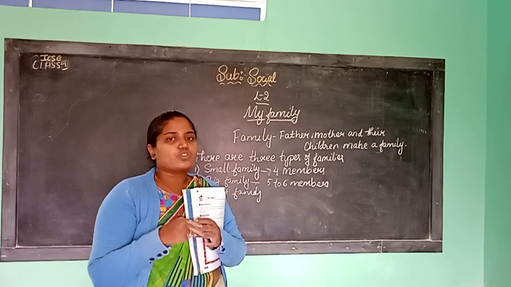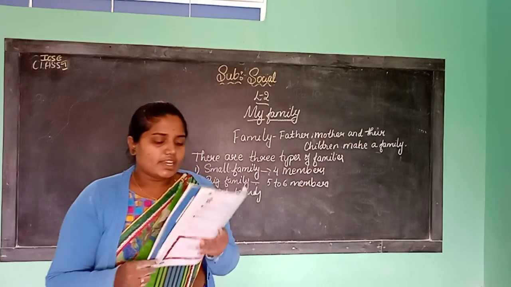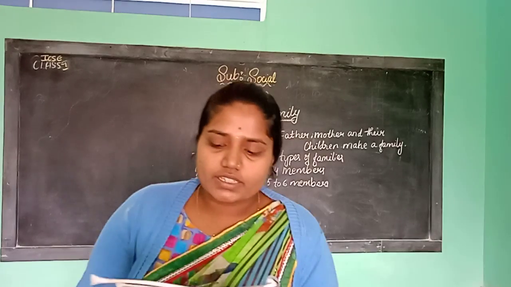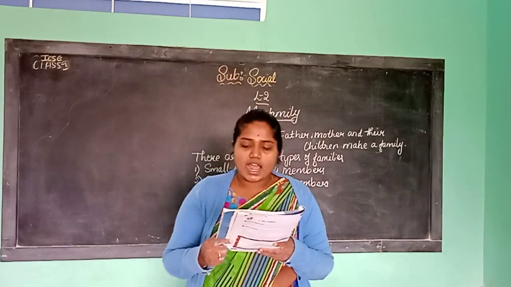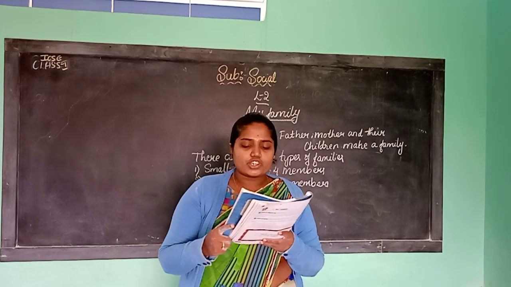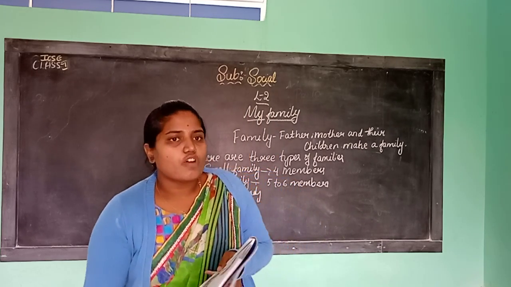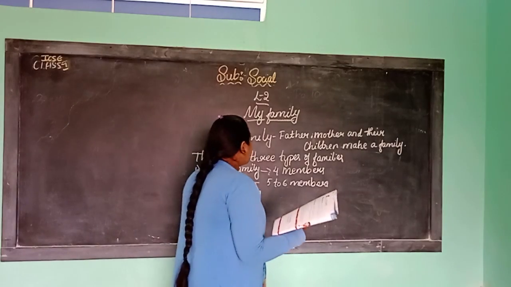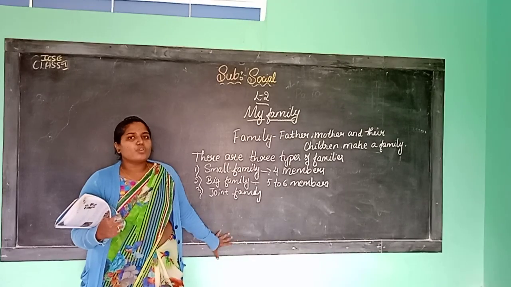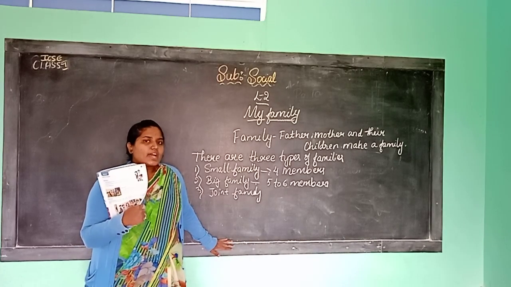Children in that family, so we call the family a big family. Next one is the joint family. Some families are very large. Grandparents, uncles, aunts and cousins live together in the same house. Such a family is a joint family. A joint family is a very big family. So what does a joint family mean? More members live in this family. The joint family is a big family.